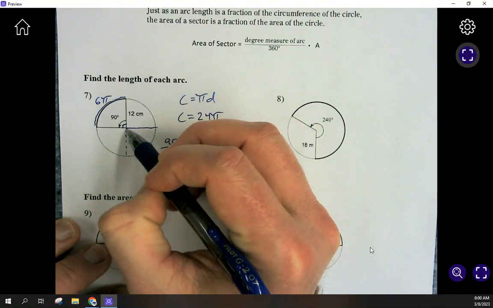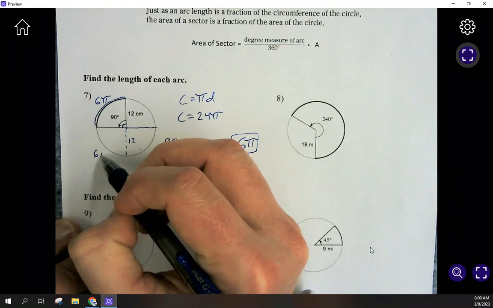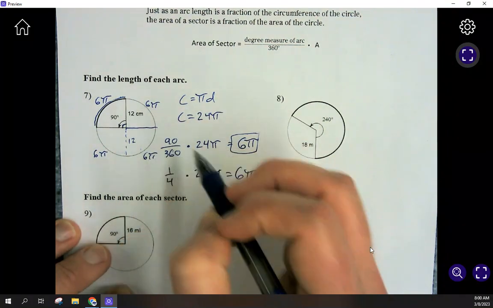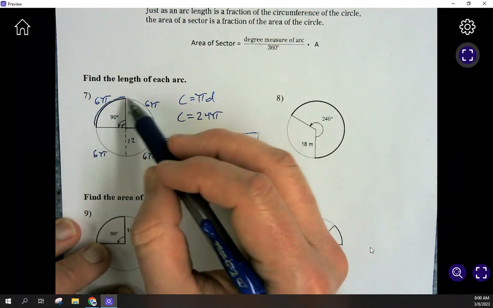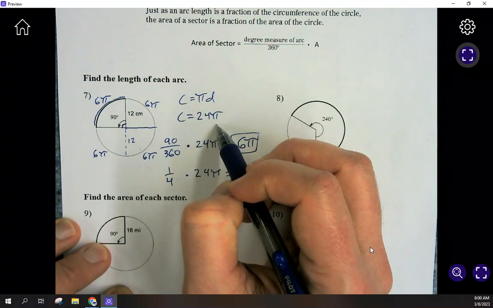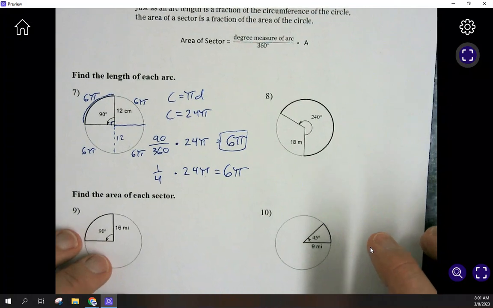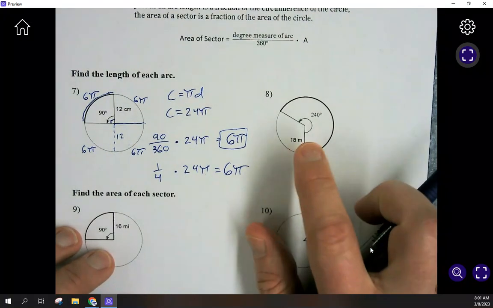So if I've split this into 4 pieces, this one's going to be 6 pi, this one's going to be 6 pi, this one's going to be 6 pi. They're all going to be equal. And so if I add those all up, I get the total of 24 pi. But the one we're looking for is right there. All right, so that was a little long-winded for a pretty easy problem. Let's go ahead and run this one.